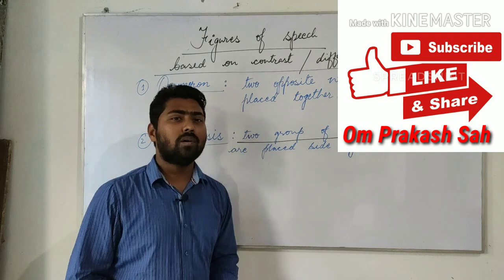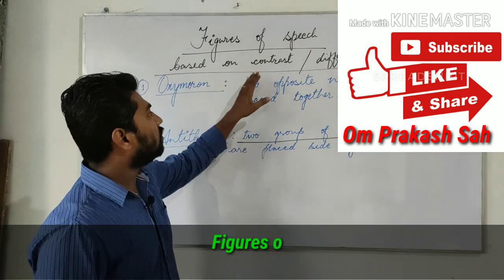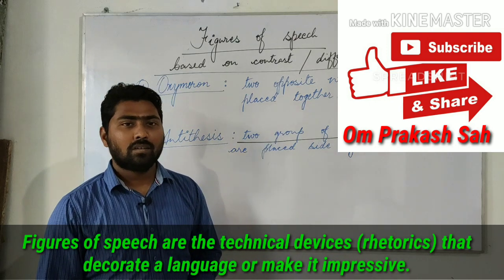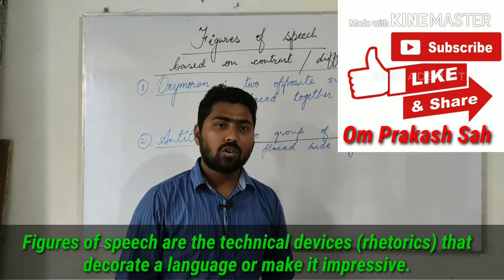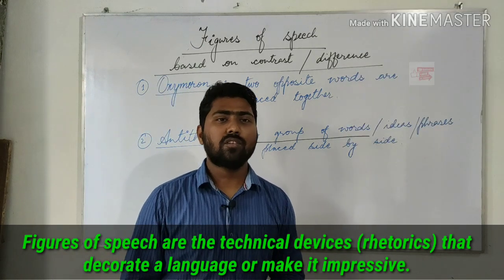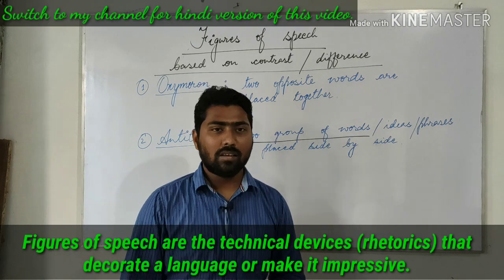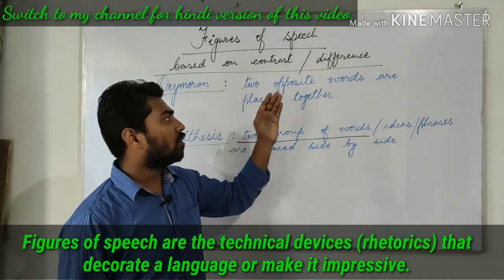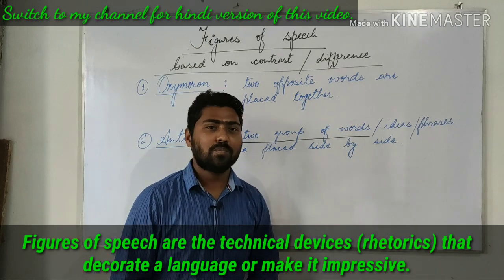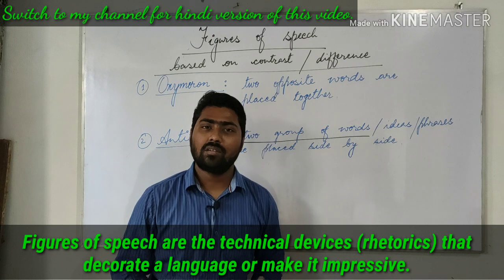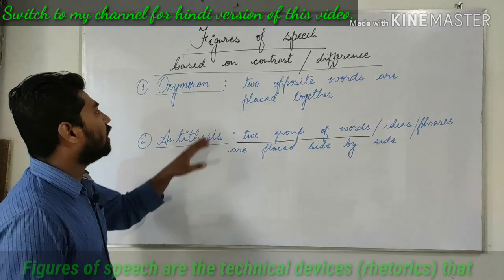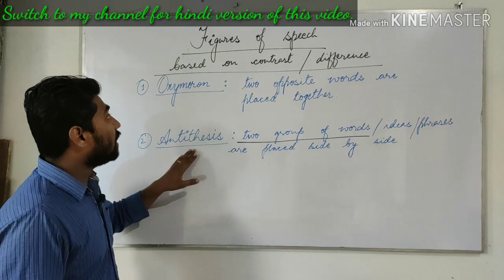Today I am going to talk about two figures of speech which are based on contrast, difference or oppositeness. In one of my previous videos, I talked about simile and metaphor in detail. Those were the figures of speech based on comparison. Here it is based on contrast or difference, and in the upcoming videos you are going to get many more figures of speech which will make the matter very clear to you. So let us talk about the two figures of speech named oxymoron and antithesis.